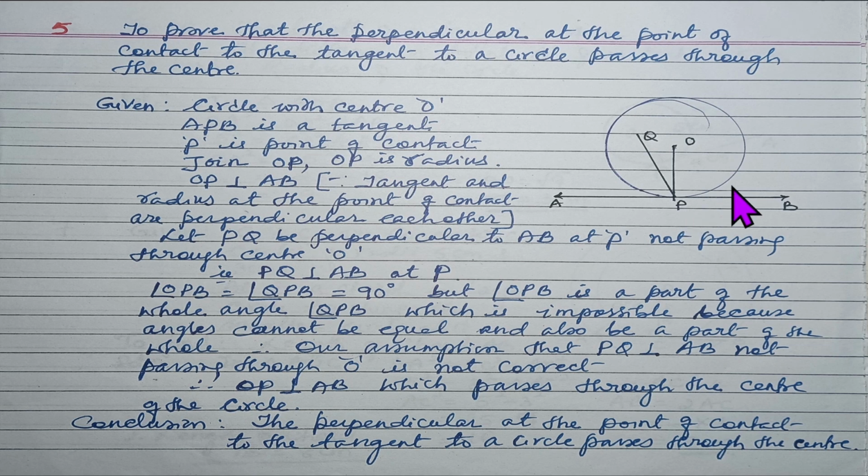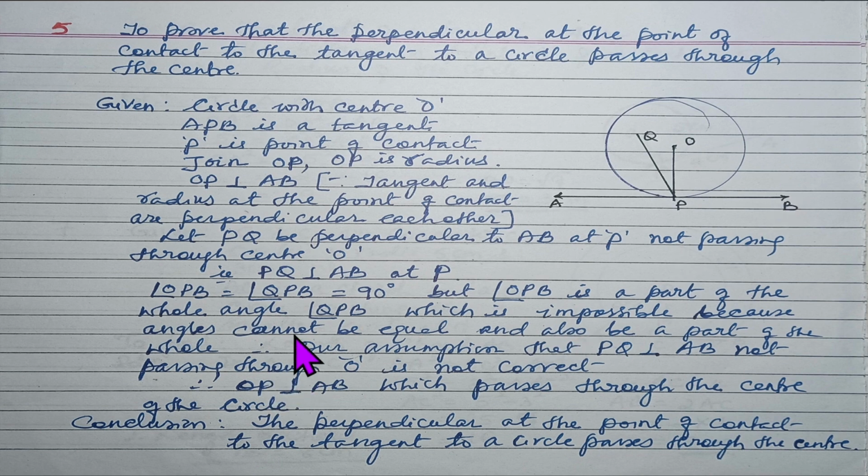Now let us consider that there is another point Q, that is, let PQ, not OP, be perpendicular to APB at P. Then angle QPB is equal to 90 degrees, but we know that OPB is also 90 degrees, and QPB is also 90 degrees. But if you observe very clearly, the whole angle is QPB, the part of that angle is OPB, and both are 90 degrees. Now that is a contradiction.